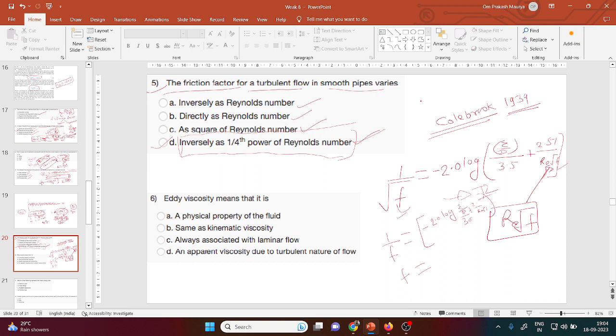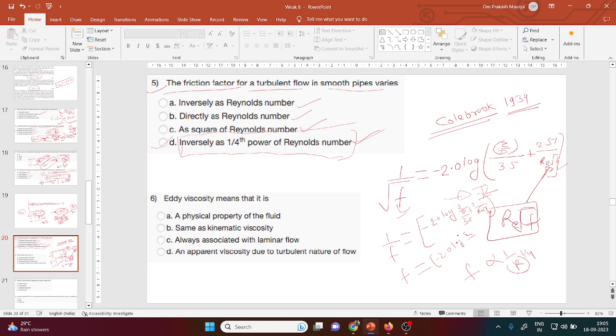Actually minus 2.0 log e by d. Whatever the root f is, if we do the mathematics, lots of mathematics for solving this, you will get that your friction factor is inversely proportional to the 1 by 4 power of the Reynolds number.